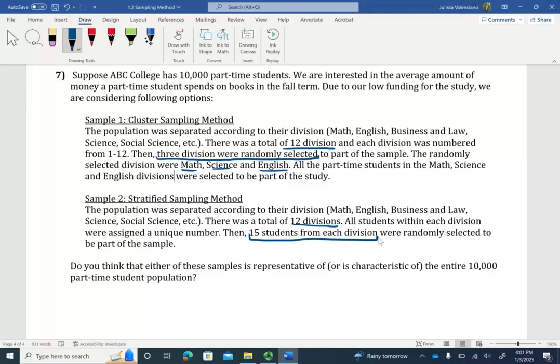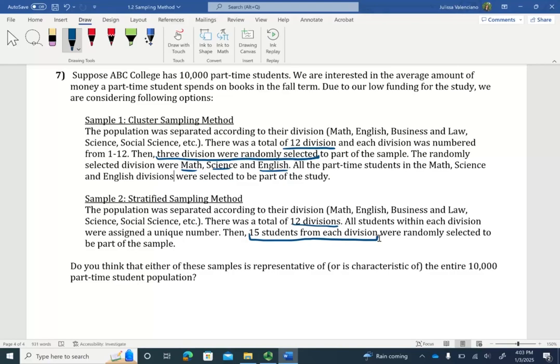Okay, so again, once you have the population separated into divisions, you're going to take, for example, the math division. You're going to create a list of all the students in the math division. You're going to give them a unique number, and then you're going to use a random generator to select 15 students from that list. Okay? And you're going to do that for each group. So in this case, sample number 2 is going to contain 15 students from each of the 12 divisions.